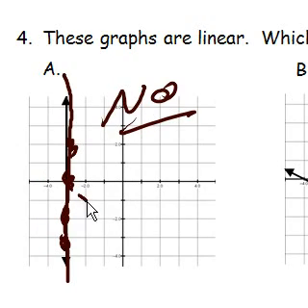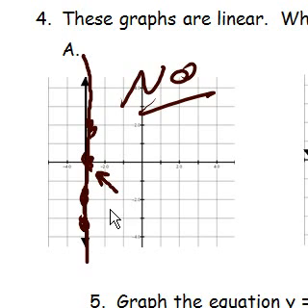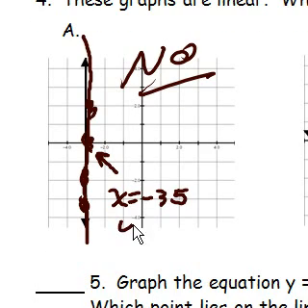Why is it not a function? Well, when we look at that one x, it looks like this vertical line is drawn at x equals negative 35. How many y's are there?